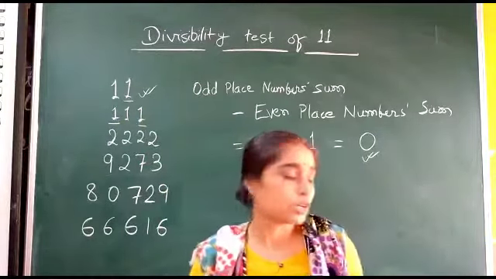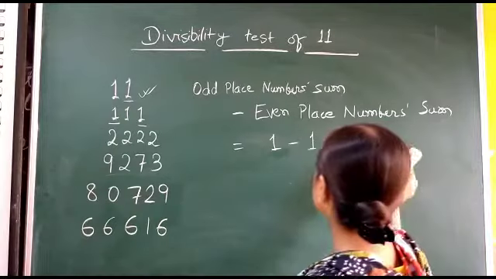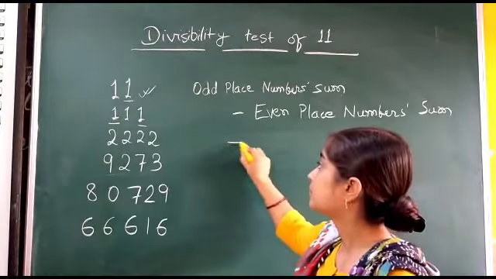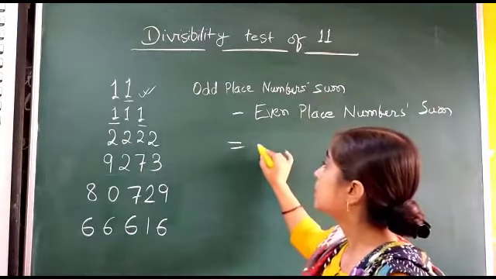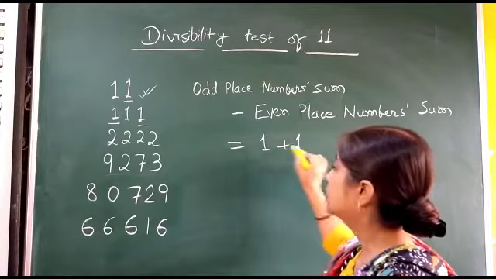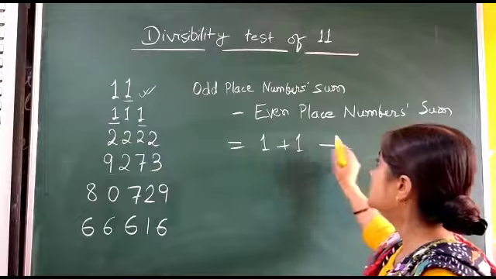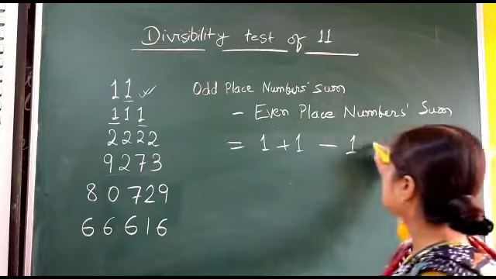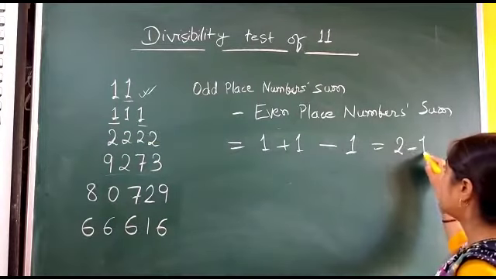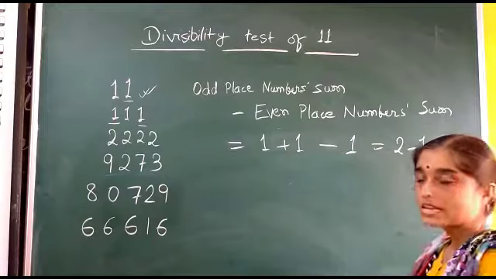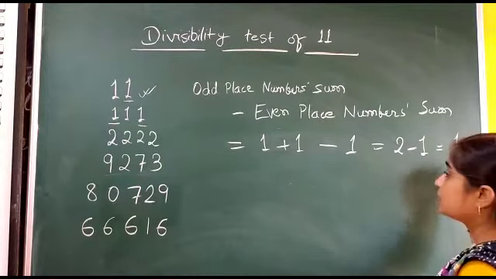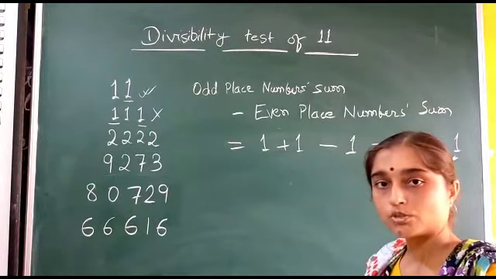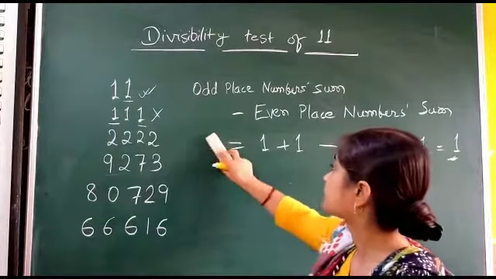Now in this formula we will put the digits. Odd place number sum is what? 1 plus 1. This is 1 plus 1 minus even place number sum is what? There is only 1. So we will write 1. This is equal to 1 plus 1, 2 minus 1 is equal to 1. Since the answer is 1, therefore this number is not divisible by 11. Understood? Now check for this number.